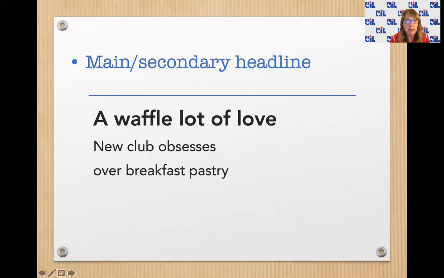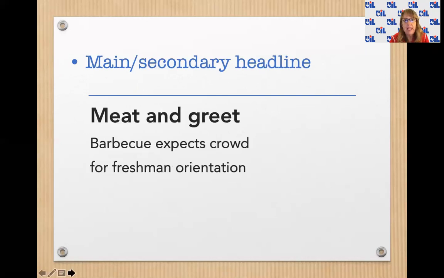Okay, let's look at a couple more examples here. Meet and greet. Barbecue expects crowd for freshman orientation. Now see, we played on the word meet and greet, because normally it'd be meet, M-E-E-T, but it's a barbecue, so we put meat. See it? Ha ha ha. Oh yeah, we get it. Ha ha. Jeannie, you are so funny.